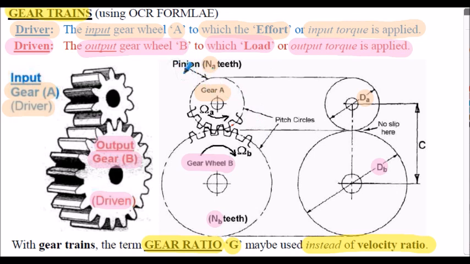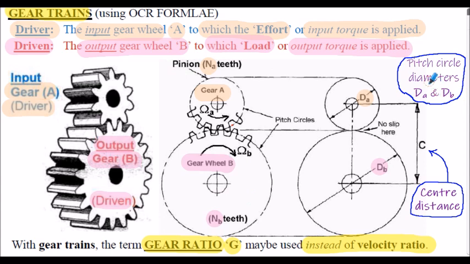Also notice for reference, gear A is referred to as the pinion gear. Pinion is a term used where a small gear wheel, gear A in this case, meshes with a larger gear wheel, gear B in this case. And again, note, D suffix A and D suffix B, shown in the sketch, are the pitch circle diameters. And dimension C, shown here, is the centre distance between the gear axles, or the gear shafts, on which the gears rotate.